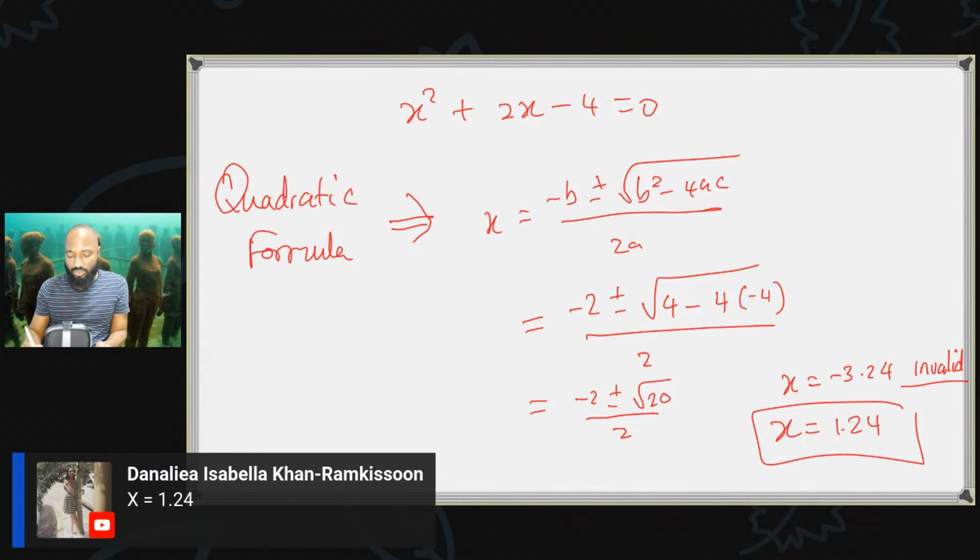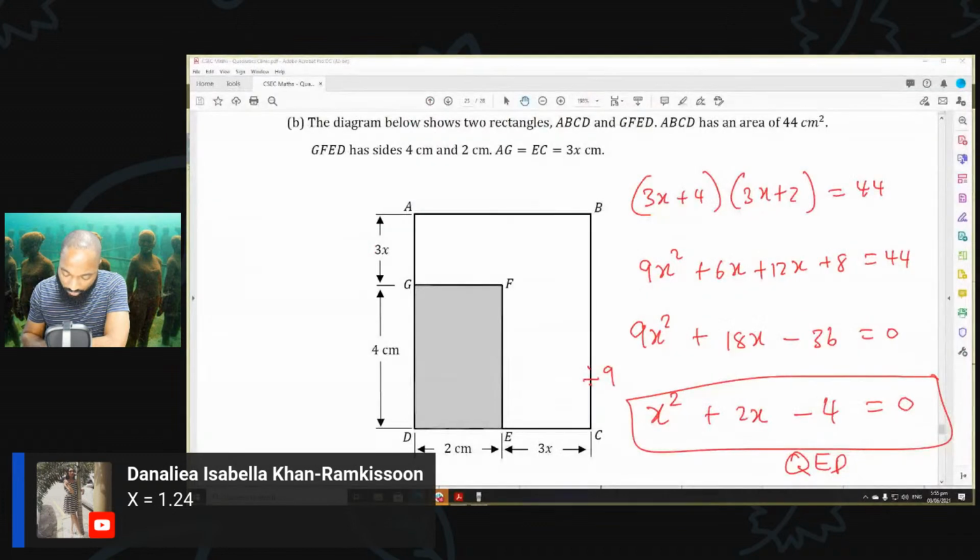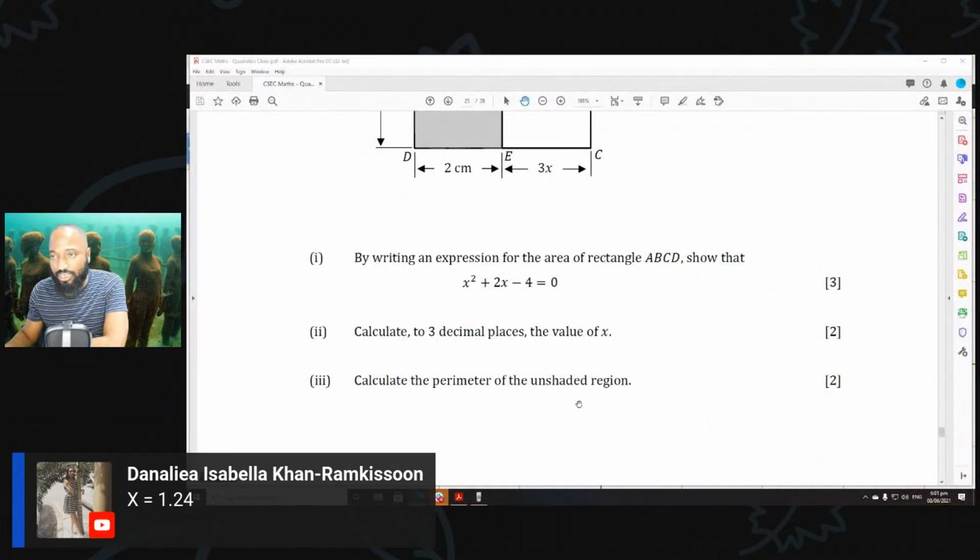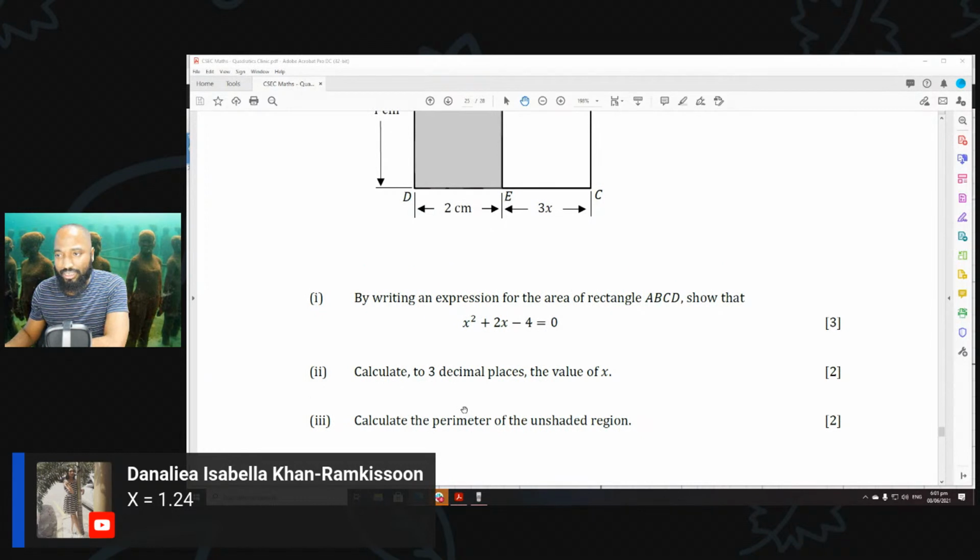Yeah, so 4 by 4 is 16, and it was negative 16, and subtracting a negative turns into a positive, so it turned out to be 20. All right, so the answer for x is 1.24. That's what they wanted. We gave them what they wanted. Calculate the perimeter of the unshaded shape. They're just being difficult out of spite.